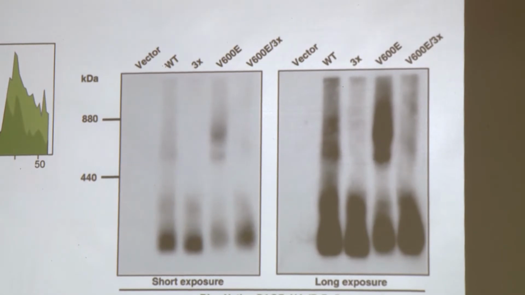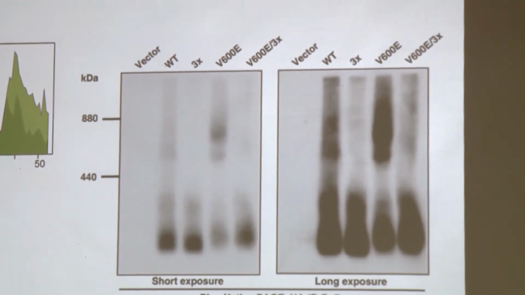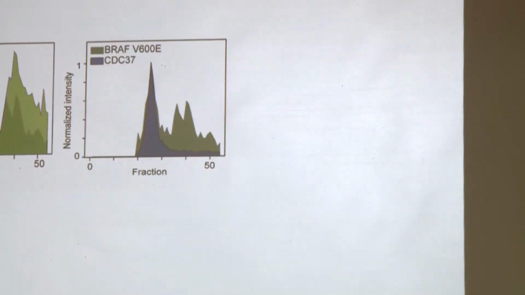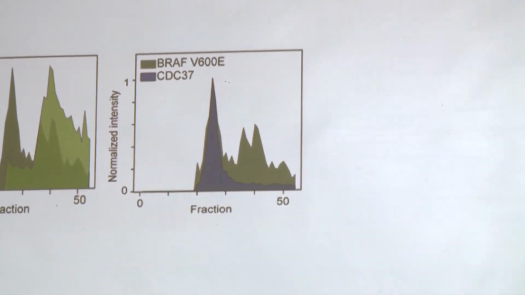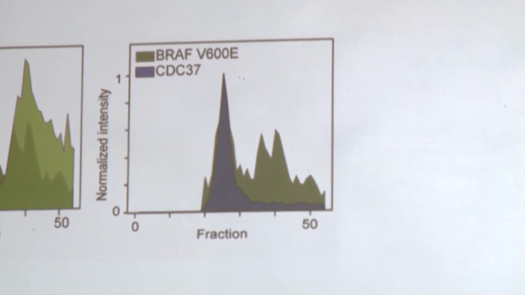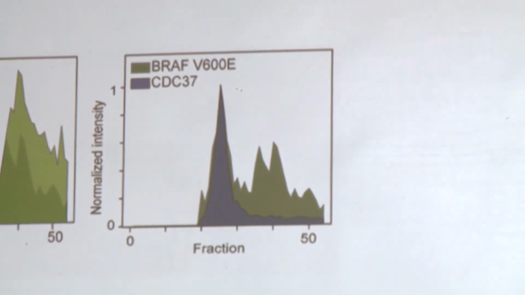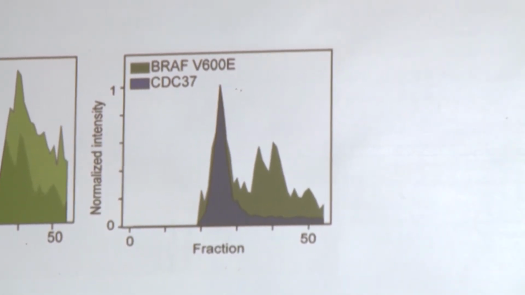But again, with blue native PAGE and Western blot, you look at one protein at a time, and you have to know which proteins you want to look at. With mass spectrometry, you can ask, okay, which other proteins are there and have a similar profile to my protein of interest? For example, what we then saw is that we have CDC37. This is part of the HSP90 chaperone complex, which is important for kinase loading. So basically, CDC37 provides substrates for the kinase to be phosphorylated. It's a known interaction partner of BRAF.